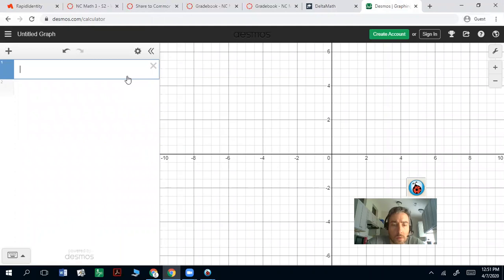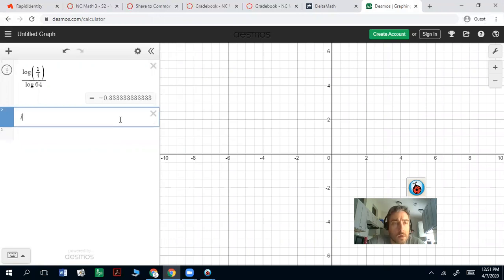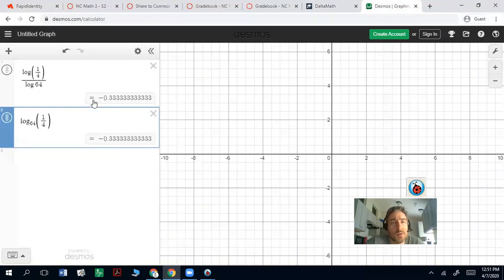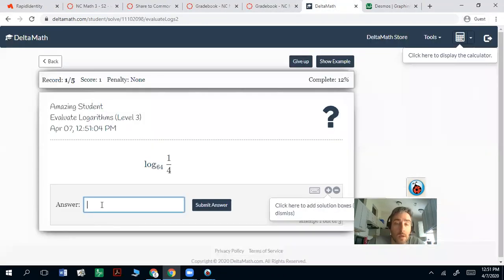Let's do log base 64 of 1/4. So I would do log of parentheses 1 divided by 4, divided by log of 64. Is that right? Log, shift minus, 64, parentheses 1 divided by 4. Now notice that's a repeating decimal. So if I'm going to enter that in, I want to type that as a fraction. All right, so if you want to click to a fraction, you click this button here. And I don't want to put negative 0.3 or 0.33 because it's going to count it wrong. It needs an exact answer. So I'm going to say negative 1 divided by 3. So I type negative 1/3.